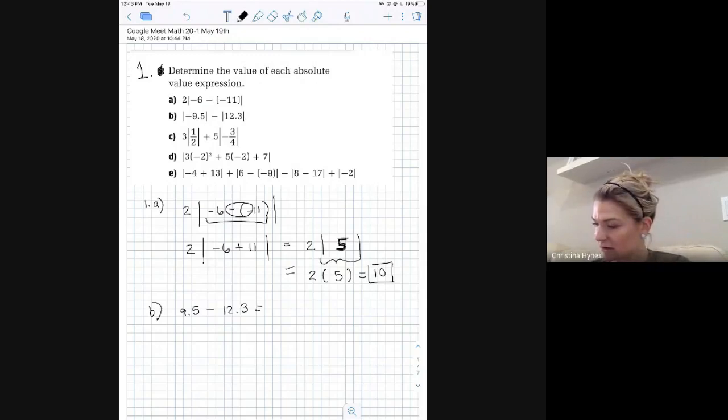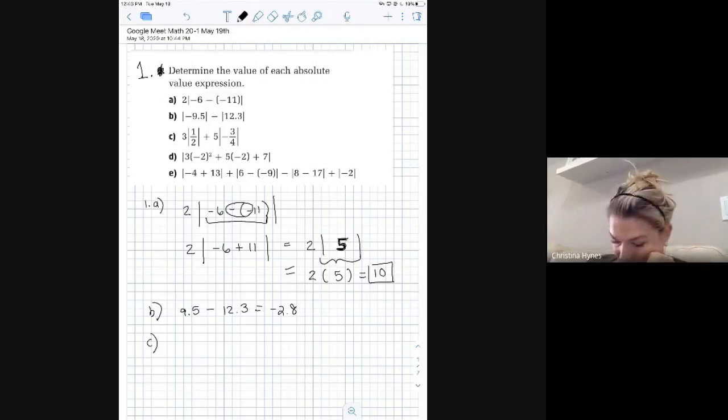And then in your calculator, you're just going 9.5, subtract 12.3. My answer is negative 2.8. Okay, so you can get a negative answer as long as whatever's inside those absolutes becomes positive. So that's B.